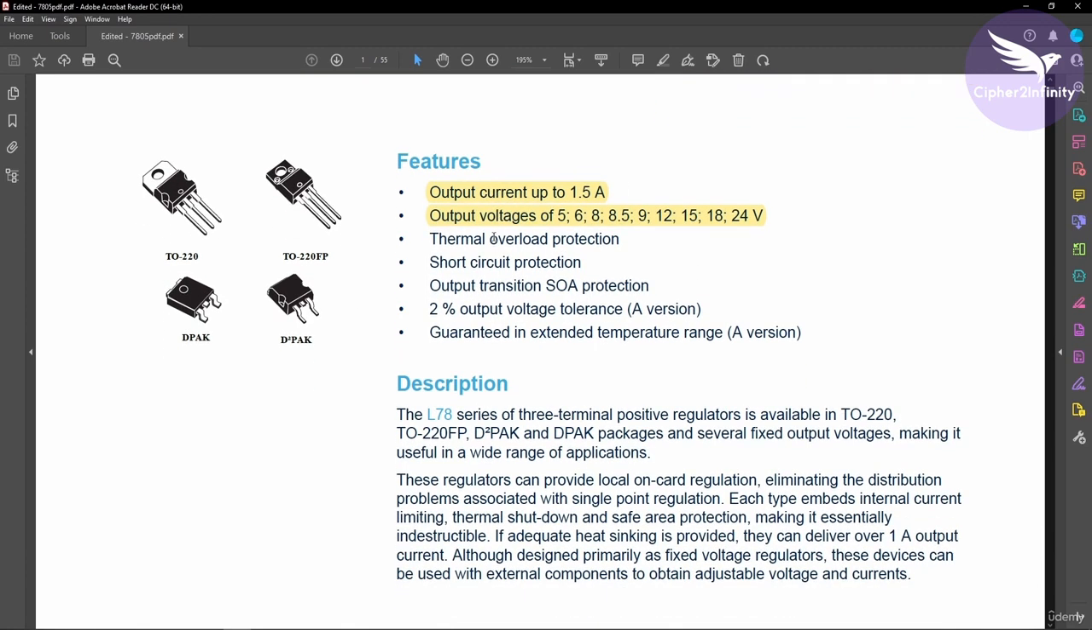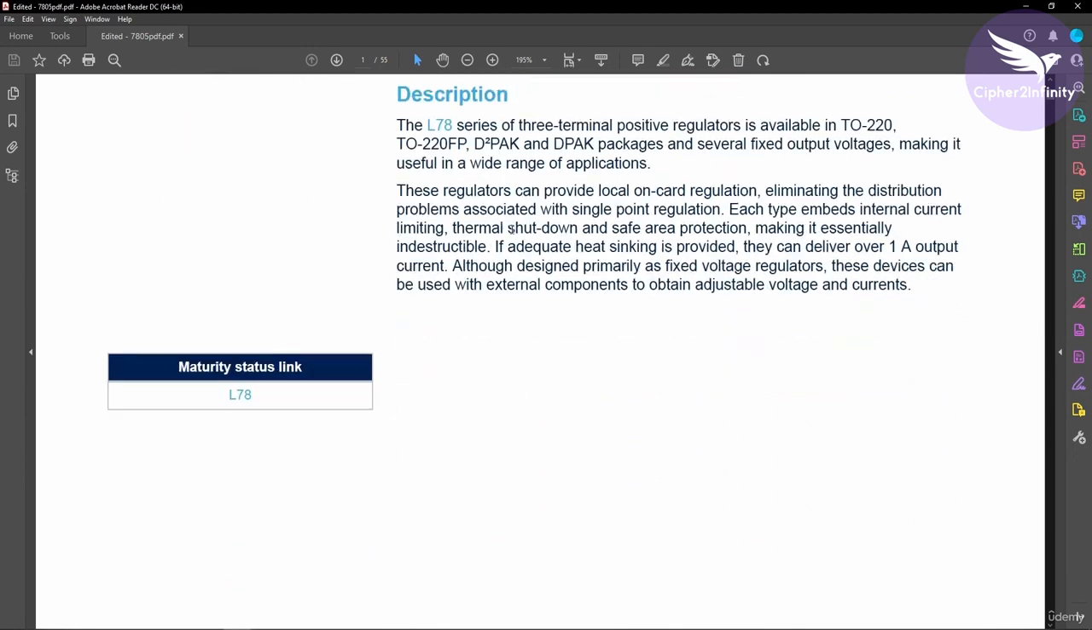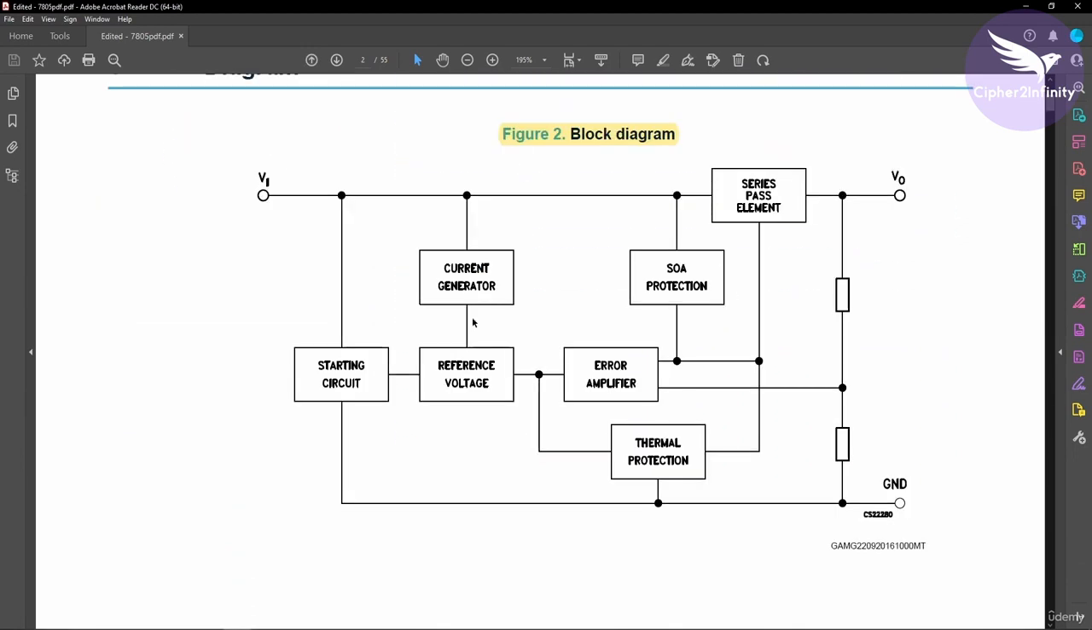Now let's see some more information given in this datasheet. This is the block diagram of the 7805 IC, and these are the different blocks present inside it. This is the input pin, where we provide the supply, then this is the output pin where we get the 5 volt output, and this is the ground pin of this IC.